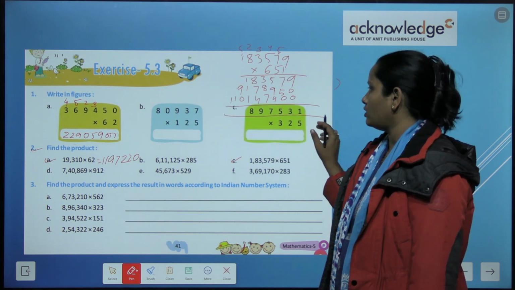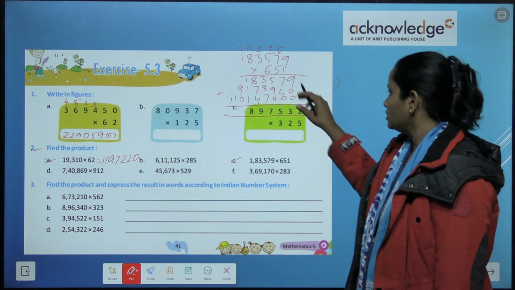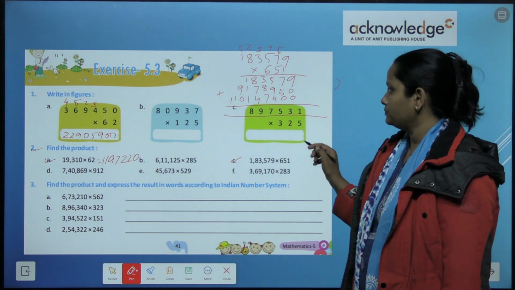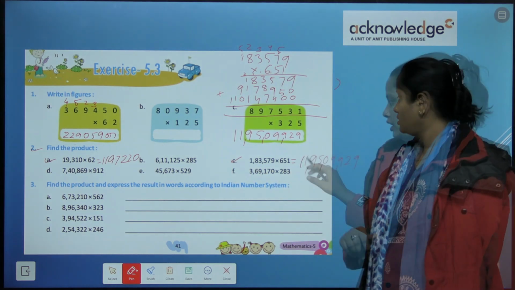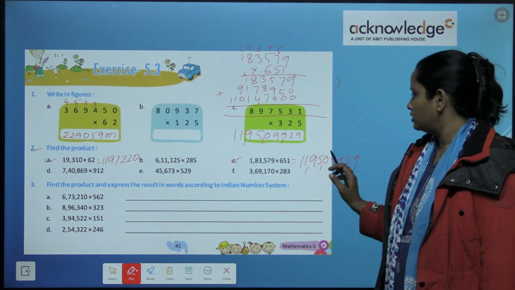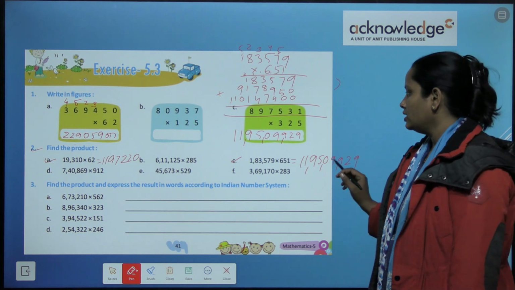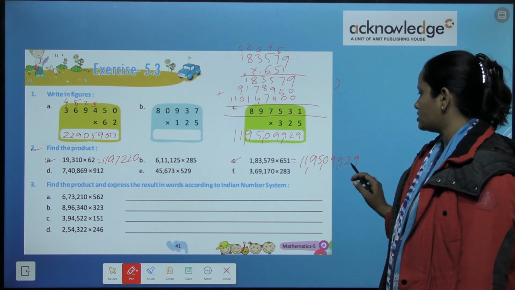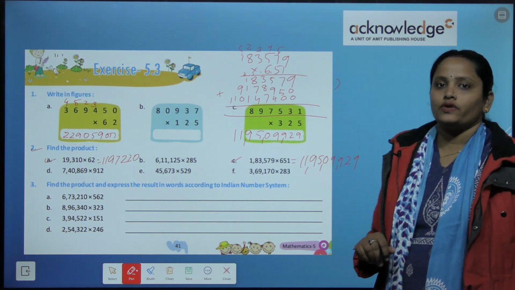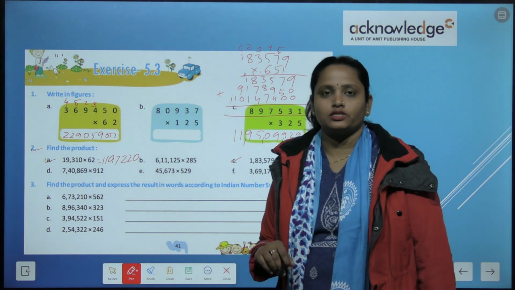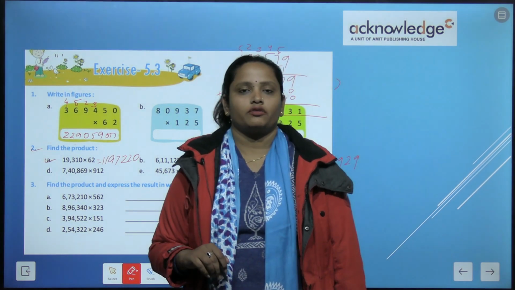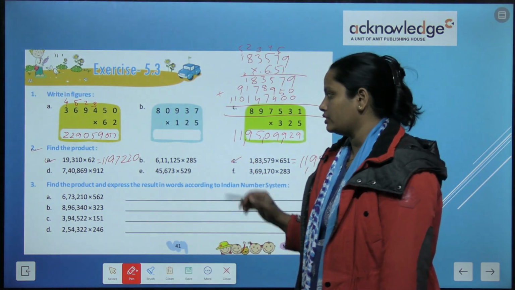Now let's add all these numbers. So I'm adding it here. So children, this is the answer. It's 11 crore 95 lakh 9,929. I hope this is clear to you. Like this, you have to complete the rest of the questions that are given here.